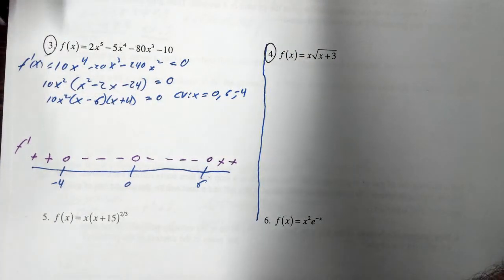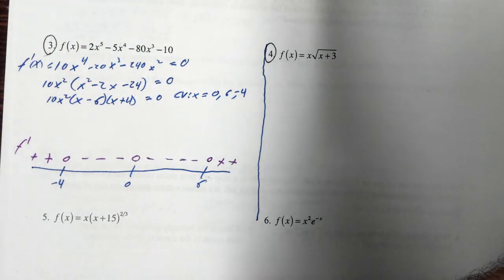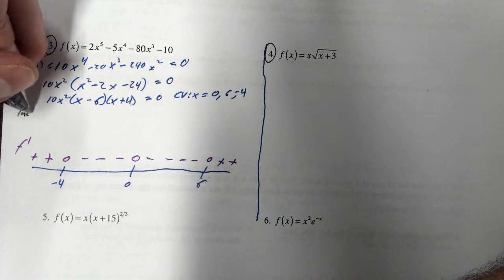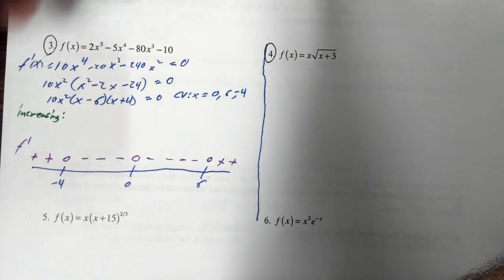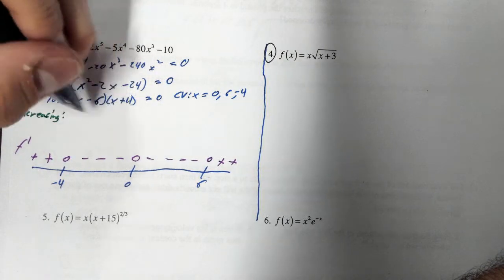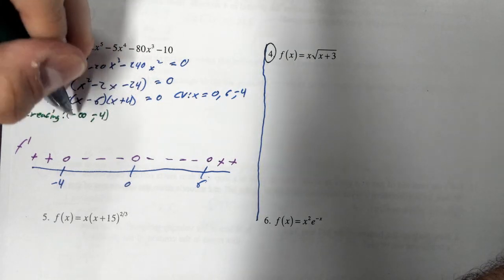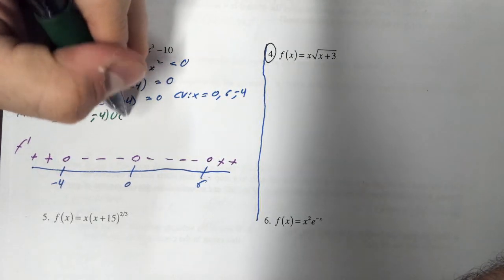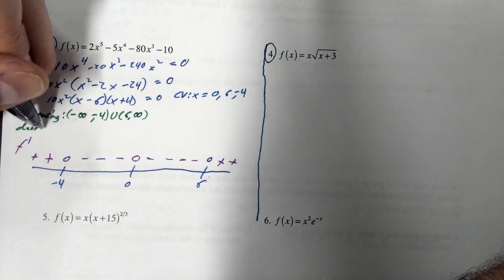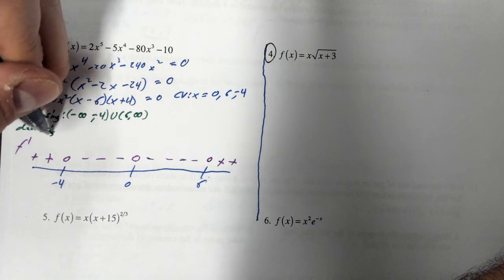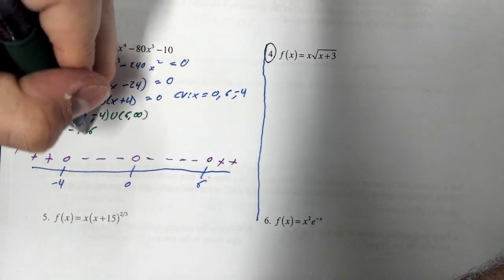Okay, so now we're going to state where we're increasing, decreasing, and what the relative extrema are. We're increasing from negative infinity to negative 4, and from 6 to infinity. We're decreasing from negative 4 to 6.